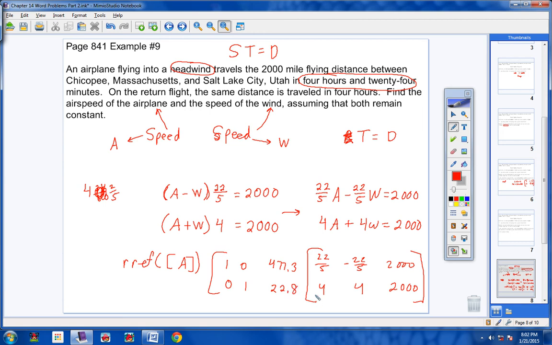So there we go. We did it, students. That easy. Here's the speed of the airplane, 477 miles per hour. And here's the speed of the wind, 22.8 miles per hour. That's how you can use your calculator so quickly to solve these systems. Don't let this sink in. You're going to have to know how to do these. You've got some pretty tough word problems tonight in your homework. You have 10 of them, and they're pretty challenging.